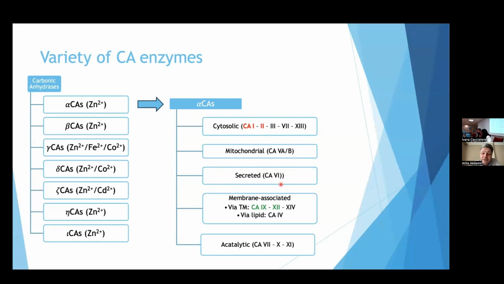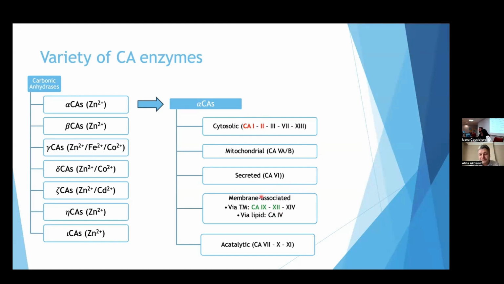We have secreted carbonic anhydrases and membrane-associated carbonic anhydrases, which have their active site on the extracellular side of the membrane. They are membrane-bound, either through a transmembrane domain like these three enzymes or via lipid molecules. And I have indicated carbonic anhydrase 9 because they are involved in the pathophysiology of cancer. So in green are the target carbonic anhydrases that we want to target with our selective inhibitors. In red are the off targets. They are widely distributed in the cytology, but we do not want to target them if we want to target cancer cells.